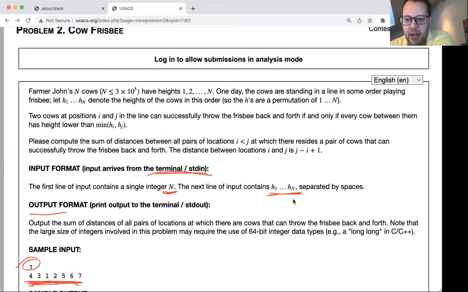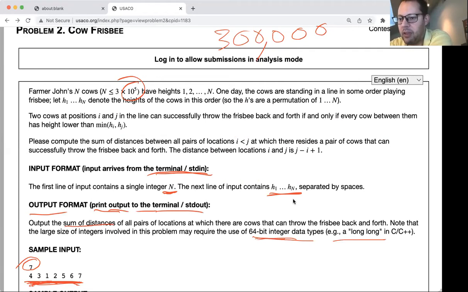The output format: print output to the terminal, again, just printing it to the console. It says output the sum of the distances of all pairs of locations at which there are cows that can throw the Frisbee back and forth. Note the large size of the integers involved in this problem, because remember, we're going to go up to 10 to the 5th, which is 300,000 in this case. It may require the use of a 64-bit integer data type, aka a long. If you're in Python, you don't have to worry about that.